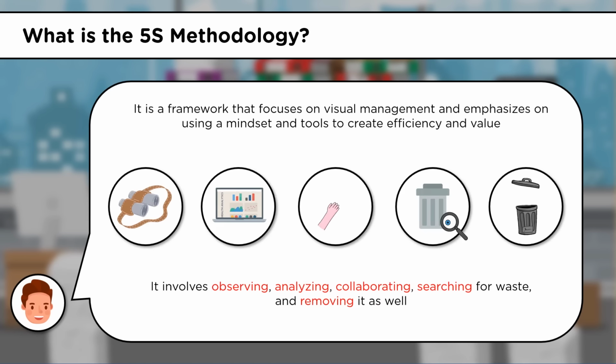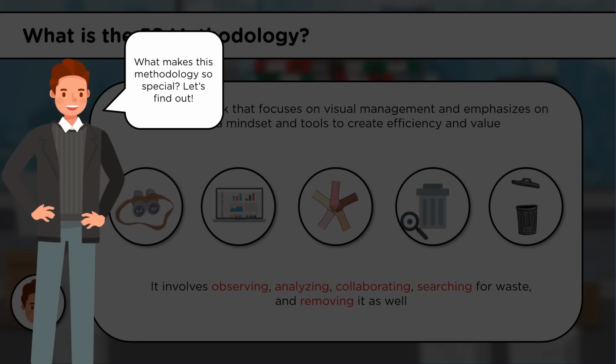and profit. So you could say that 5S provides a framework whose main focus is using visual management, which is a way to visually communicate a number of things like performance, standards, or warnings in a way that requires little to no training to interpret, so that you can emphasize on using a mindset as well as tools to ensure there's efficiency and value being created. So what you're doing in this methodology is observing, analyzing, collaborating, searching for waste, and then removing it. So what makes this methodology so special?